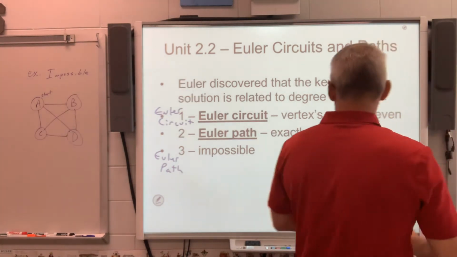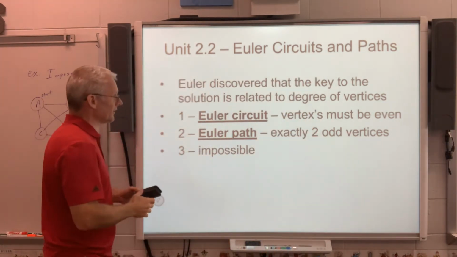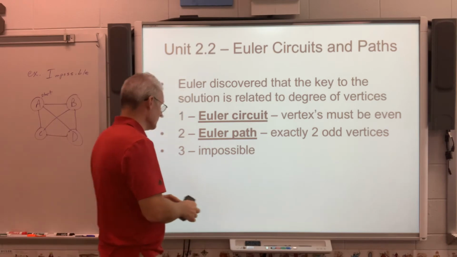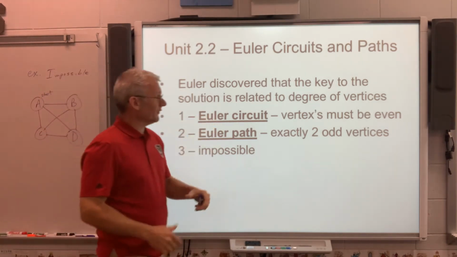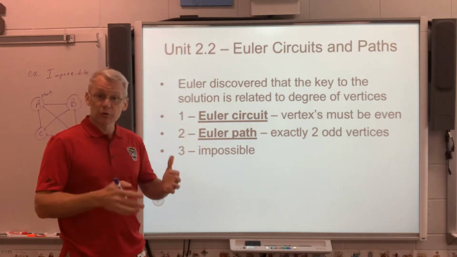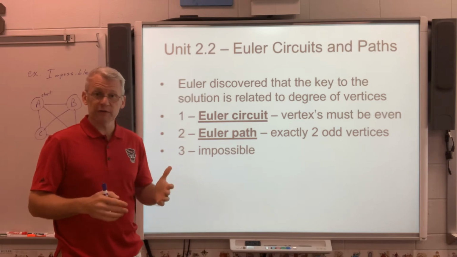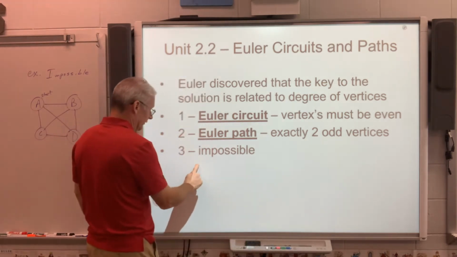All right. So what did Euler discover? Well, the neat thing about this is that Euler actually discovered that there is a pattern that emerges. He said an Euler circuit is a graph where the degrees of all vertices are even. So what do I mean by that? Let's do scenario number one.